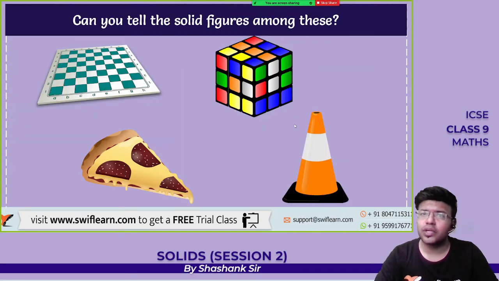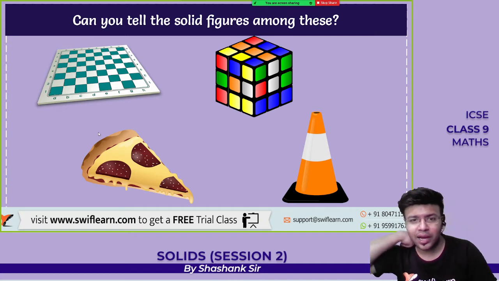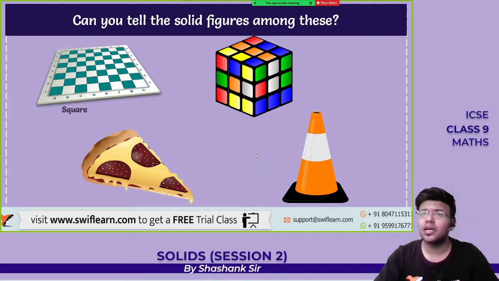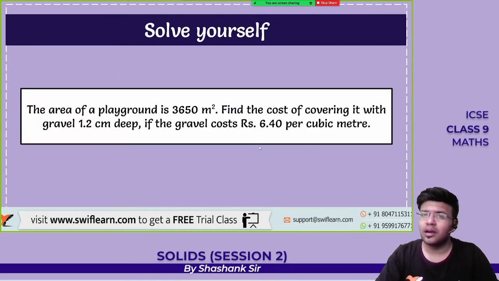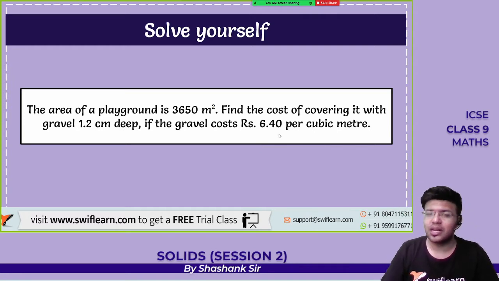Can you tell me about these solid figures? Yes. So, this is a square, this is a cube, this is a triangle, this is a cone. Now let's see whether we can solve this problem based on the previous class learnings.